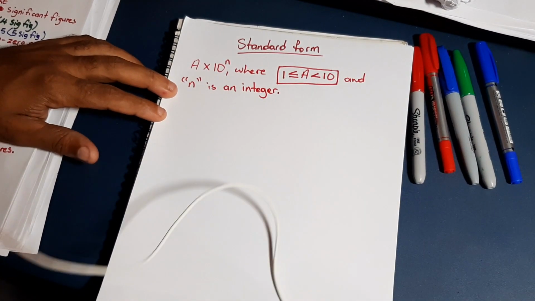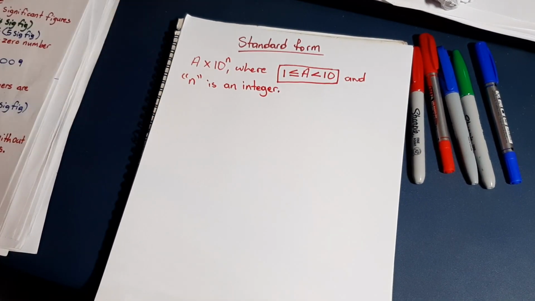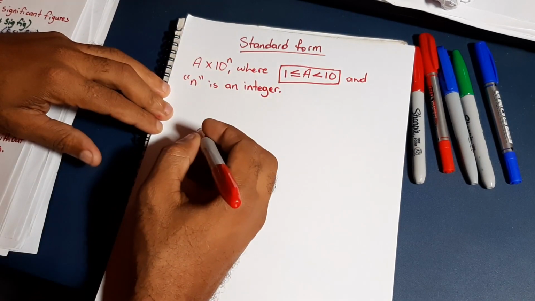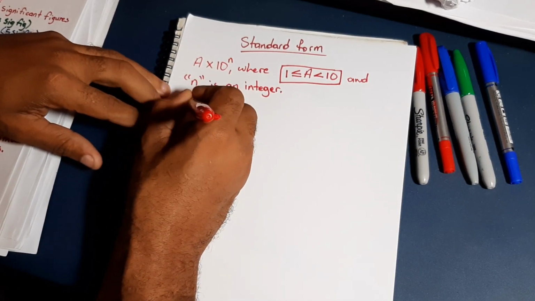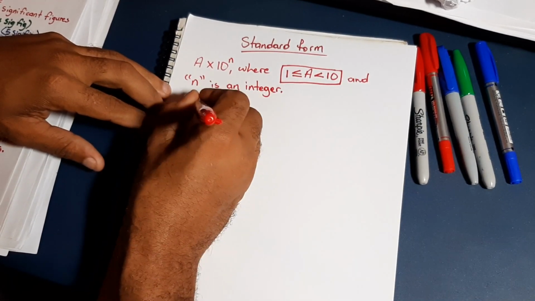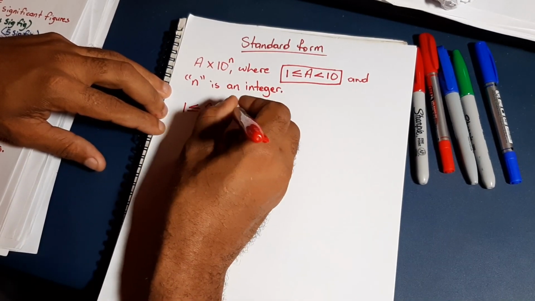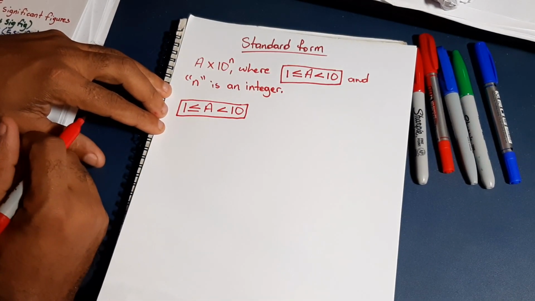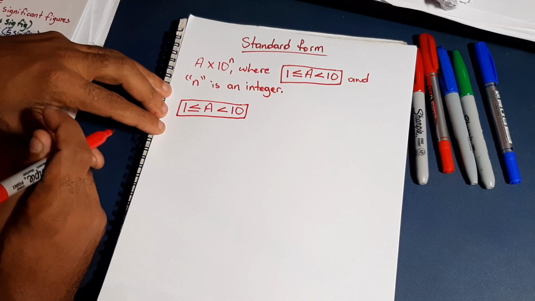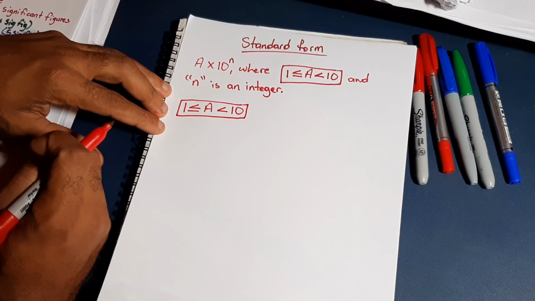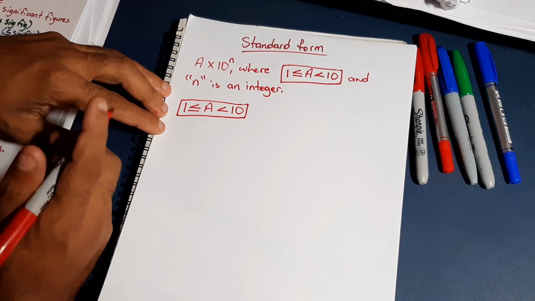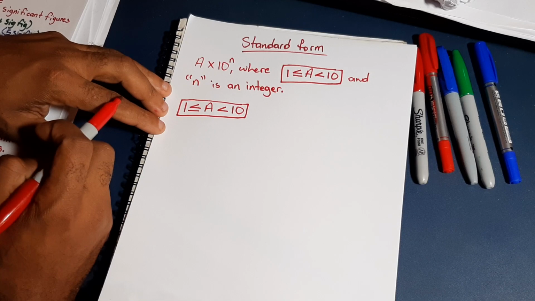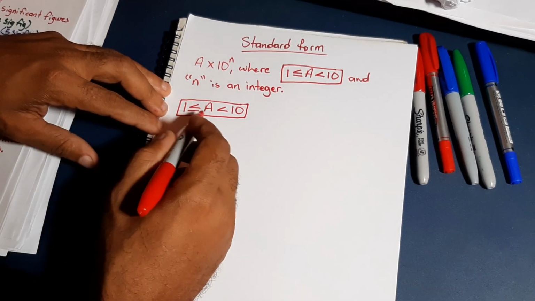Now, what do these things mean? The inequality, the integer, what does it mean? Let's explain the inequality first. They said that a should be greater than or equal to 1, but it should be less than 10. What does this mean? This inequality is representing a set of numbers, and hopefully you're going to understand them. It's a two-sided inequality, so I'm going to explain each side.